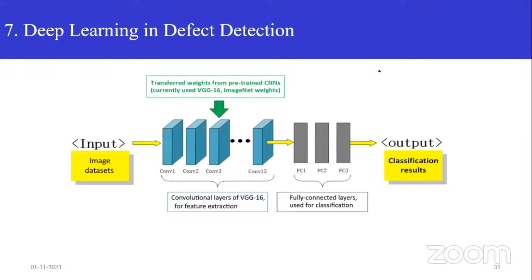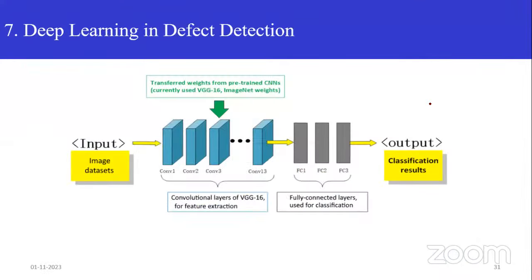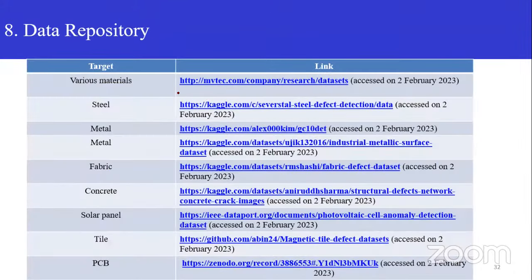I've shown an image already, right? That features it will extract. Then it will classify your result as either defective or non-defective. So if you are going to do research on this, we have a data repository available.